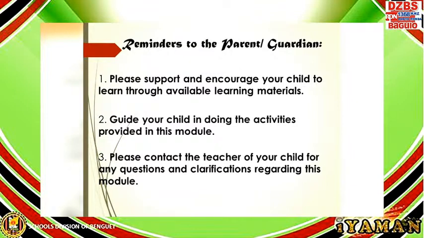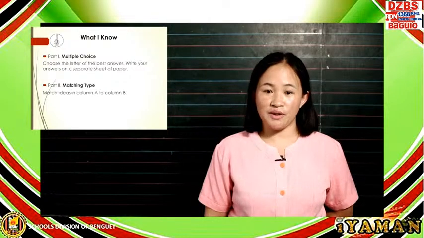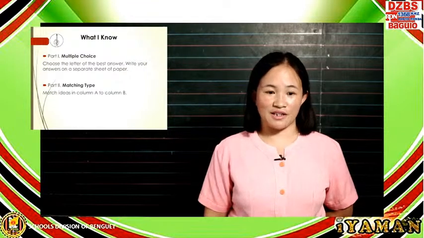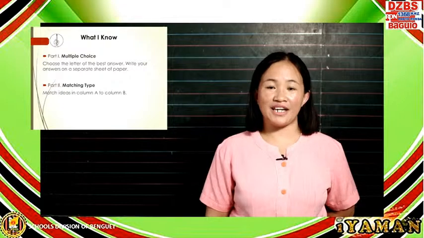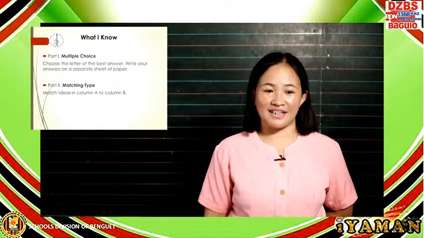This part of the module is the pre-test, so please take time to answer. After you have finished answering the pre-test, you may check your answers using the answer key on page 12 of this module. If you got a score of 10, you may not proceed with this module, but you are still encouraged to go on with the activities. If you got a score of 9 and below, take 50 minutes each day to read the lesson and answer the activities that are given.